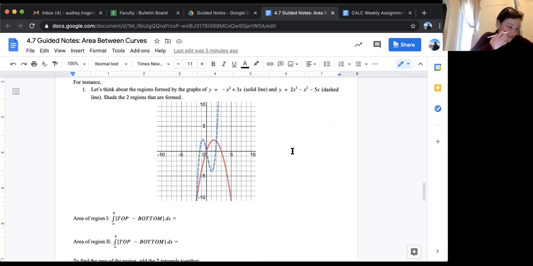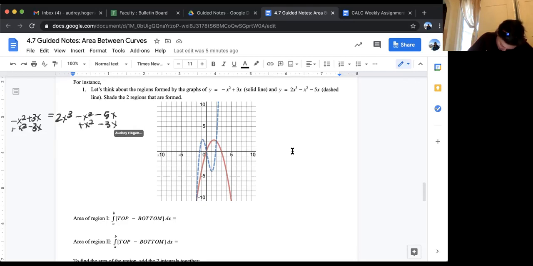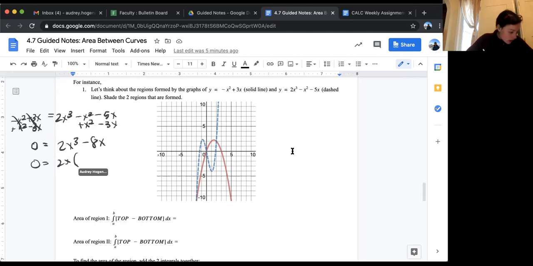First thing I need to do here is find my points of intersection, right? In order to do that, I'm going to set my two functions equal to each other. So I am going to have -x squared plus 3x equals 2x cubed minus x squared minus 5x. I'm going to add x squared and subtract 3x on both sides. 0 is equal to 2x cubed minus 8x. Then I can factor out 2x, so I have 0 equals 2x times (x squared minus 4).